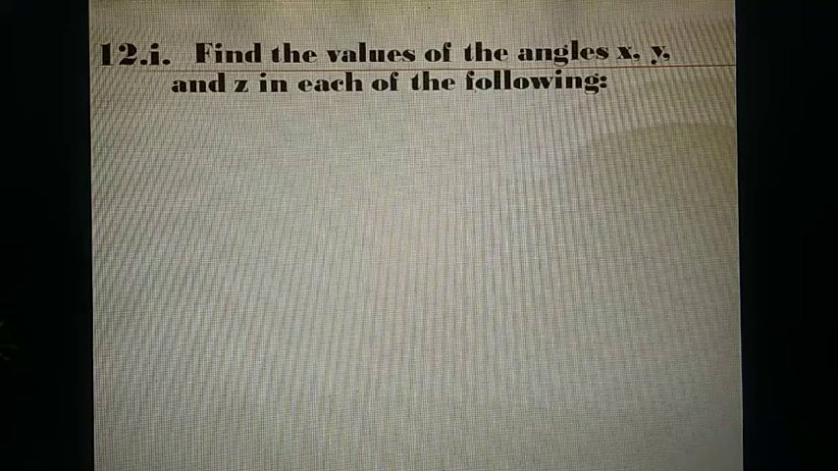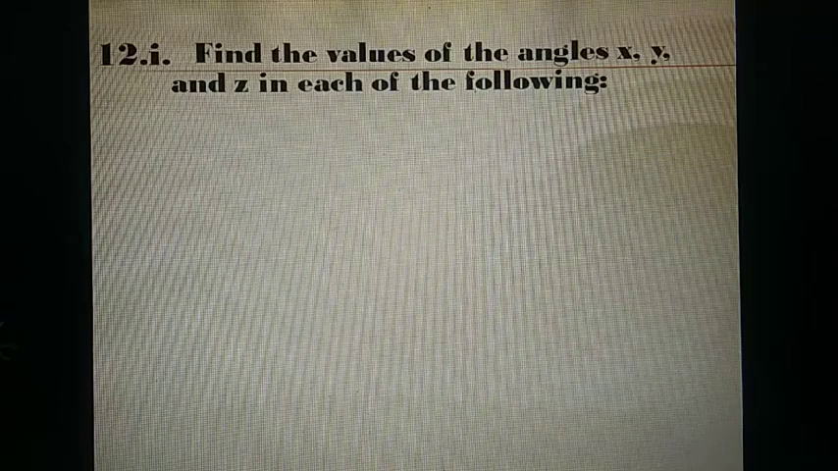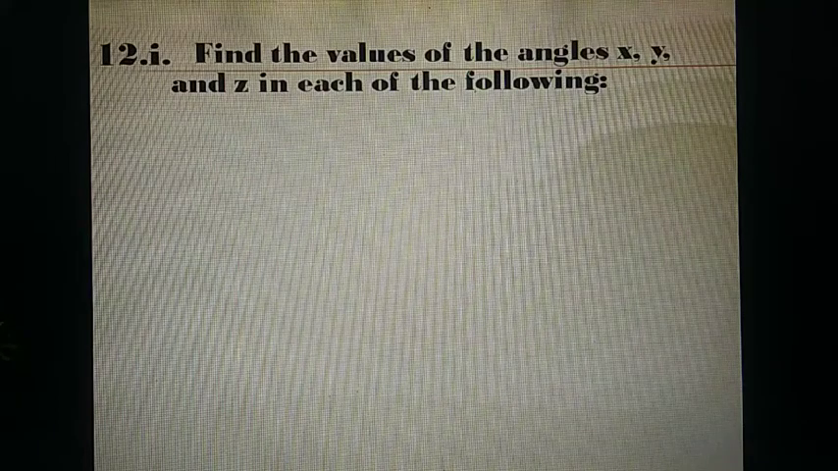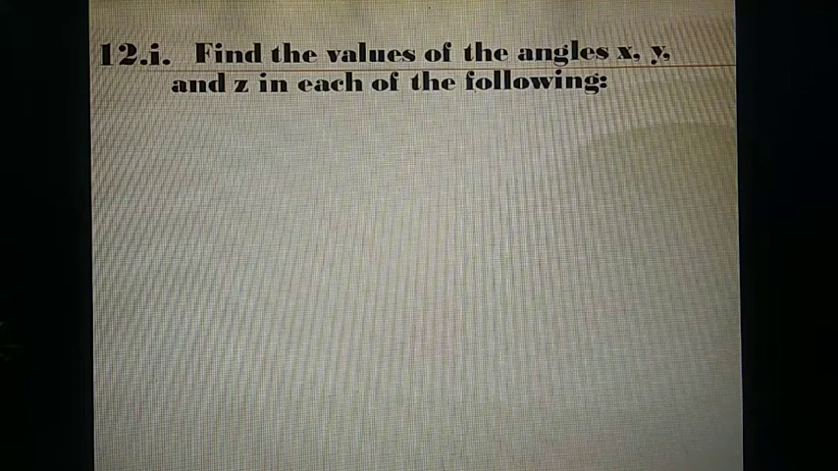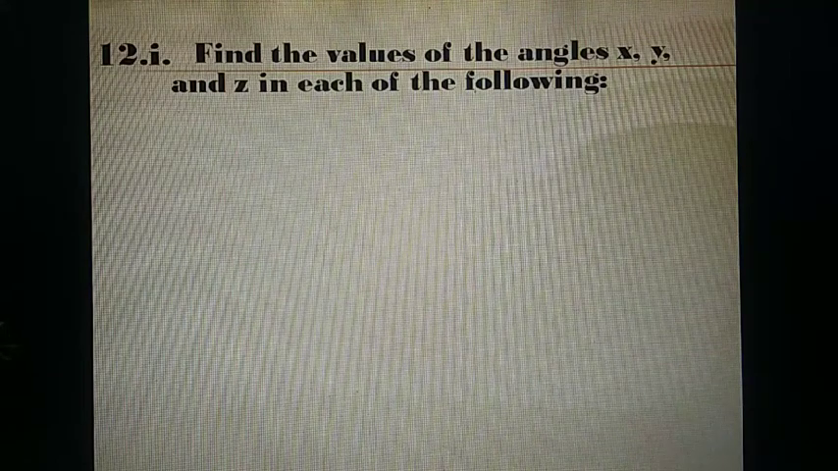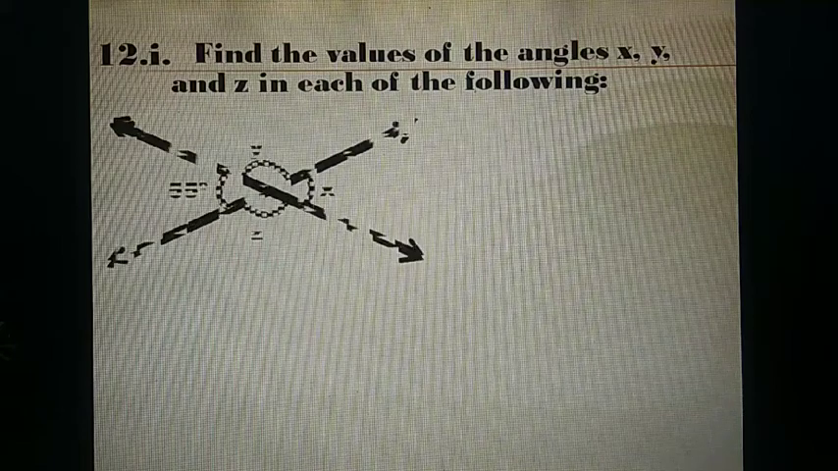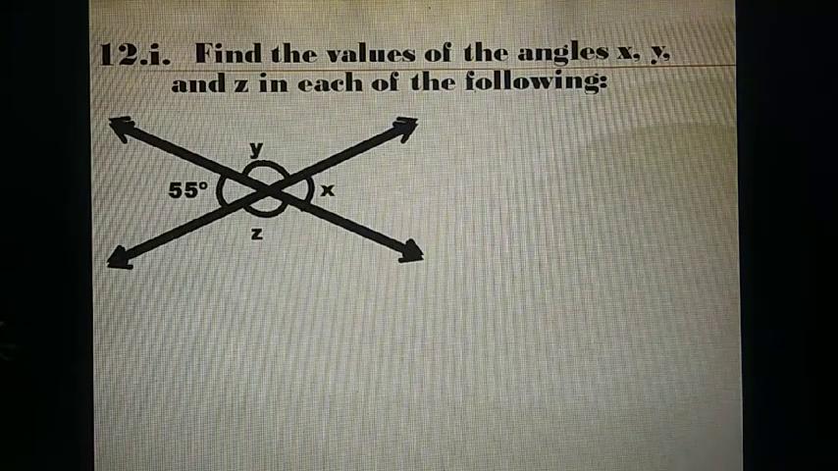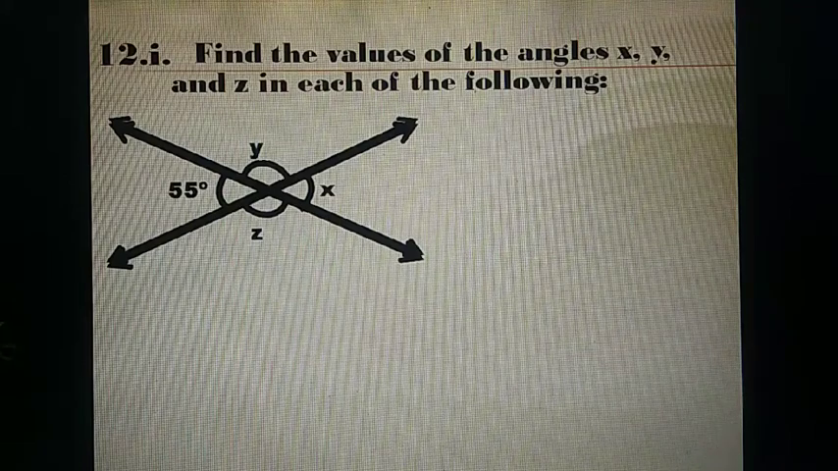Moving to question number 12. There are two sums. In both the sums, you are supposed to find the values of angles x, y and z. To find out the values of x, y and z, we will use the properties we have used so far.